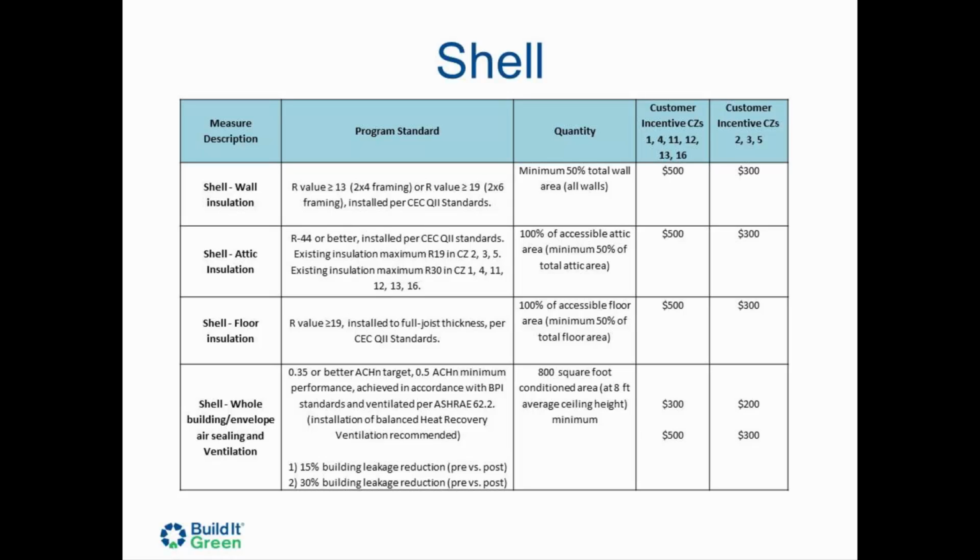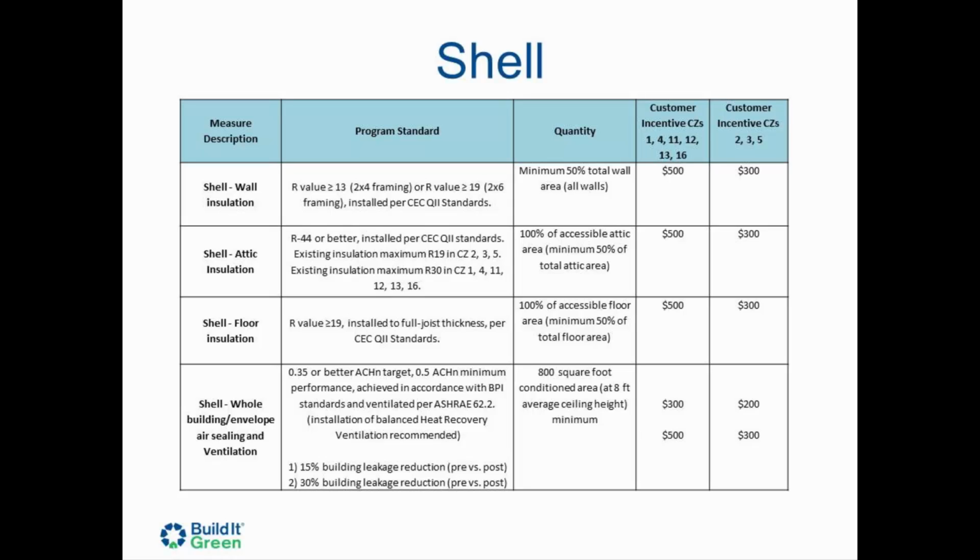All right, floor insulation is a claimable measure, minimum of R19, installed at full joist thickness, CEC QII standards apply, 100% of accessible floor area, minimum 50% of total floor area. And of course, extenuating circumstances always have to be submitted with pictures, so take as many pictures as you can.